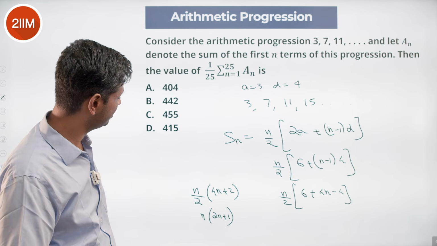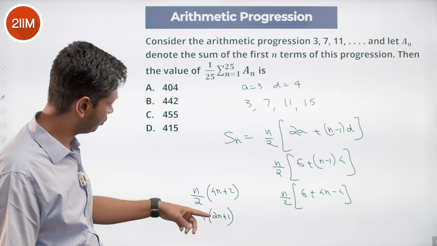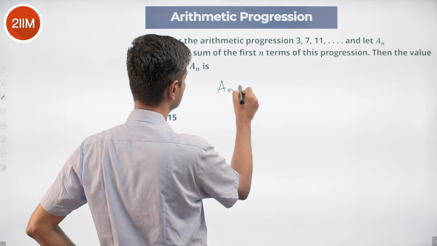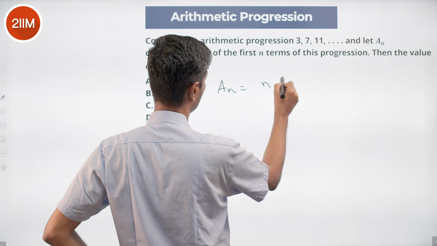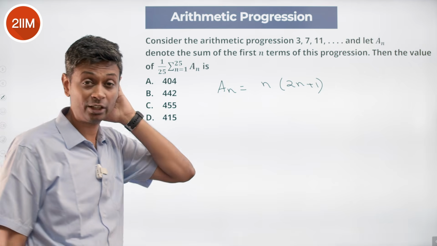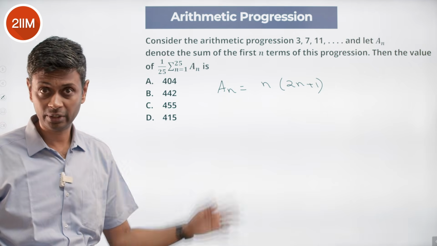When n is 1, this is 1 into 3, 3, yeah. When n is 2, this is 2 into 5, 10, yeah, that works. So a_n is n times (2n plus 1). We want to do sigma a_n from 1 to 25, then divide by 25.